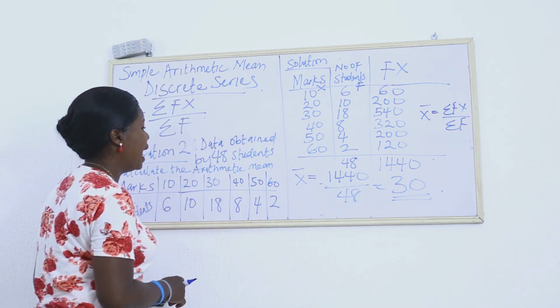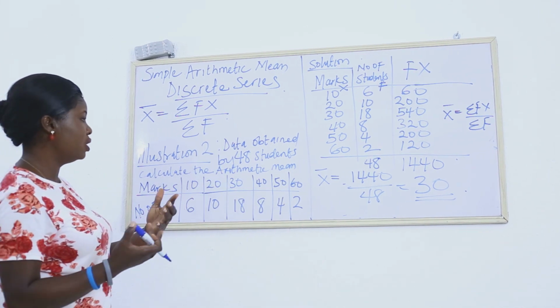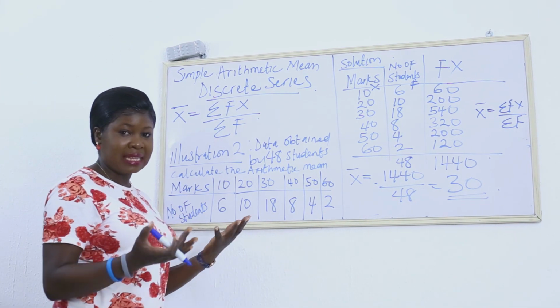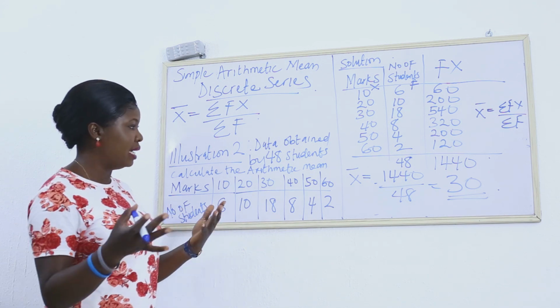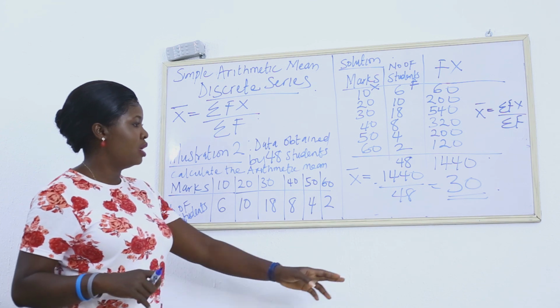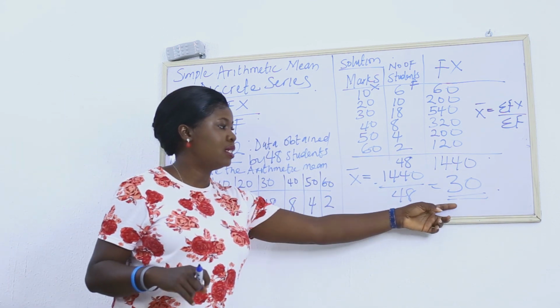So it means on the average, the data obtained, they didn't tell us what the data is, if it's allowance, if it's school fees, if it's feeding or any other allowance. So the average for this data is 30.